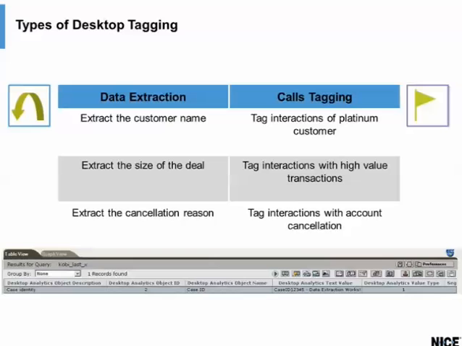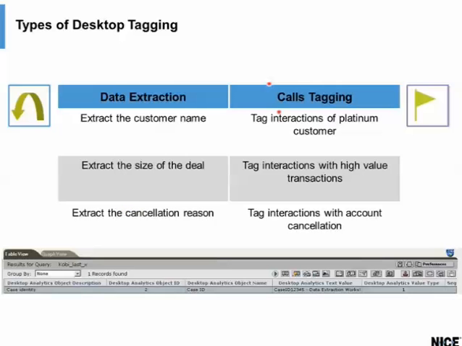So with desktop tagging, we're talking about two specific types here. The first one is data extraction. So this is where we're going to extract data from the agent's desktop, from their CRM application, or from their email, for example. We will extract the customer name, for example. We could extract the size of a sales deal, for example. Or if a customer is calling in and they're canceling their subscription or canceling an account, we can have the system extract the reason for that cancellation so it can be reported on and reviewed.